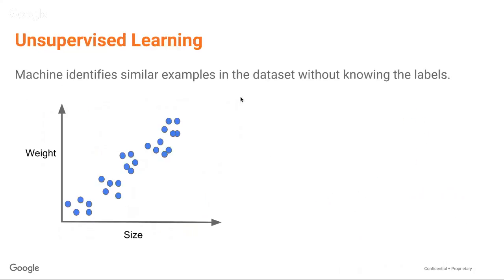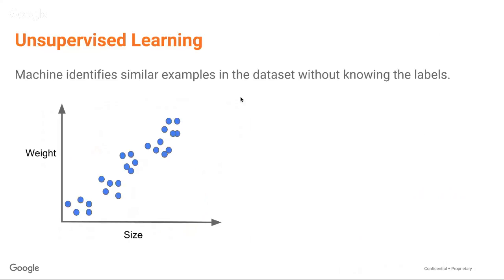Unsupervised learning is when the machine identifies similar examples in the dataset without knowing the labels. So here again, let's go back to the vending machine example where I'm entering the coins in the machine. But the system inside is not telling the machine what the label is. It's not telling it's a 5 cent coin or a 10-cent coin. Instead, the machine is able to identify on its own, basically.